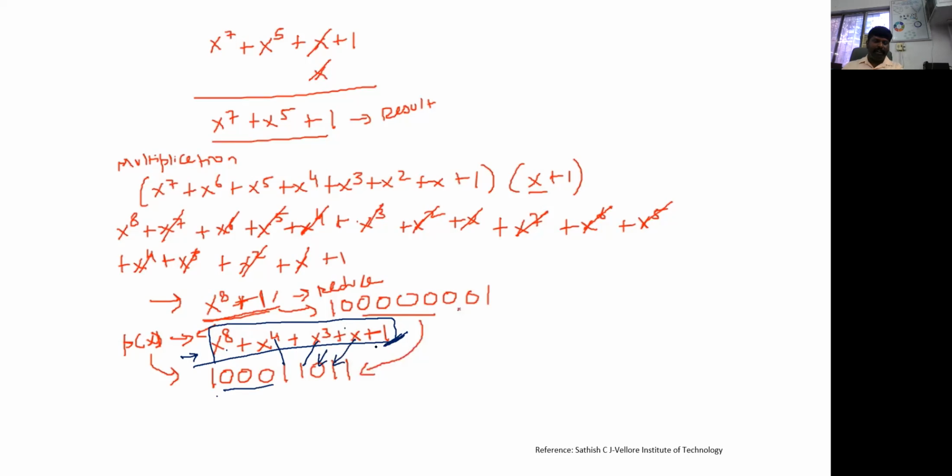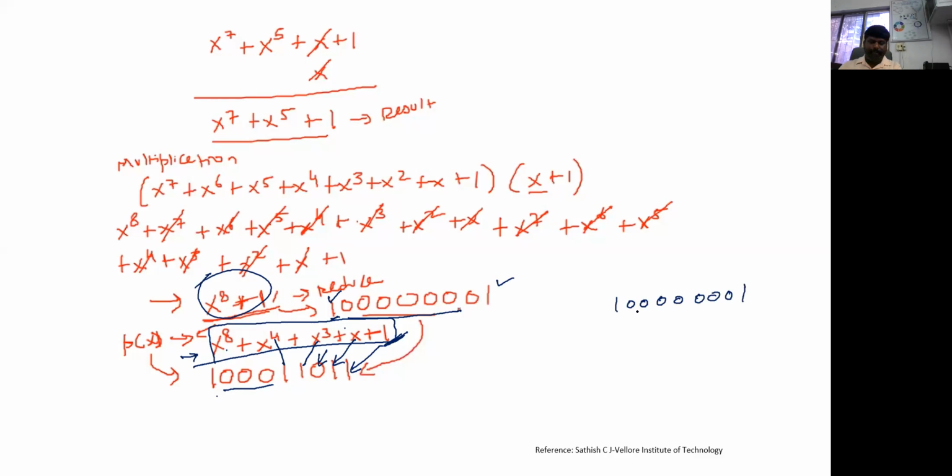So I can represent 1, and then this 1 as it is, right? Now I'll divide this x power 8 plus 1, which can be represented with the first letter and the last letter marked as 1, and the remaining letters marked as 0: 1 0 0 0 0 0 0 0 1.